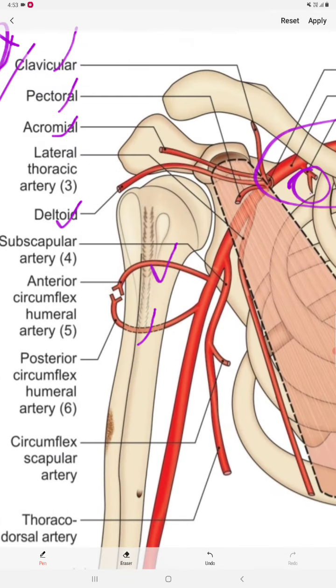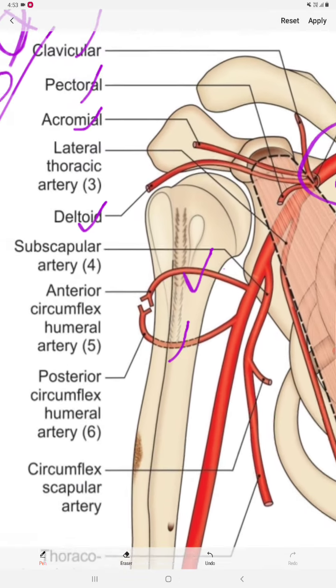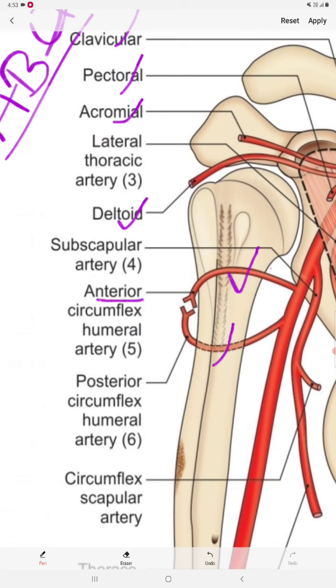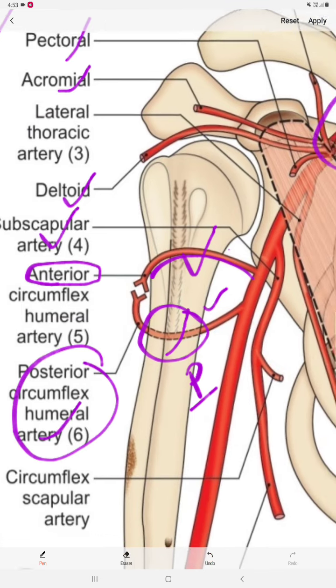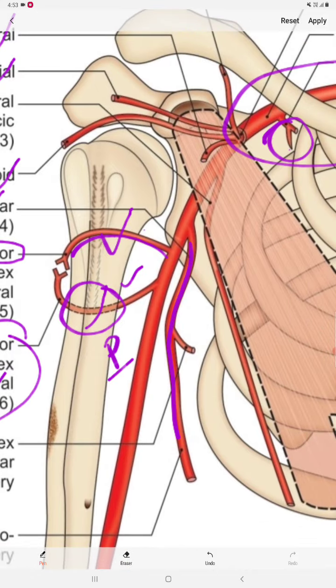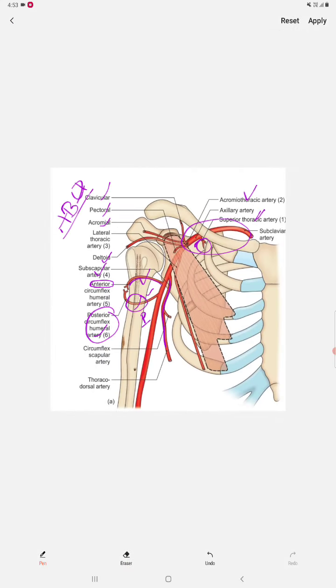Both these arteries are related to the humerus, and correspondingly the names also say it: the artery which is present anterior to the humerus bone is called the anterior circumflex humeral artery, and the branch which is posterior to the humerus, we can see here in the dotted lines, right? Yes, the dotted line shows the posterior, so it is posterior to the humerus. That's why it is the posterior circumflex humeral artery. Another branch is the subscapular artery. You can see here, this is the subscapular artery, right? So this is all about the axillary artery branches.